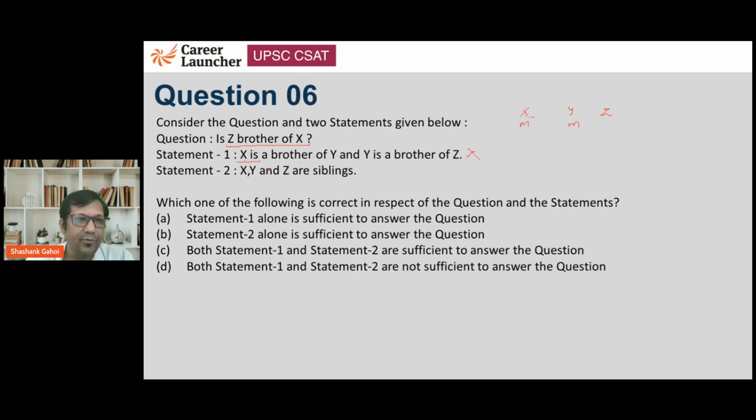If I look at the second statement, what does it say? X, Y, Z are siblings. Again, it's a random statement. It means all three of them are either brothers or sisters. Again, it doesn't give us any idea about the gender of Z. So second statement is not sufficient. Now, if I combine both the statements, we again cannot figure out the gender of Z. So neither first is sufficient, nor second is sufficient, nor both are sufficient. So the answer of this question is going to be option D, that both statement 1 and statement 2 are not sufficient to answer the question.